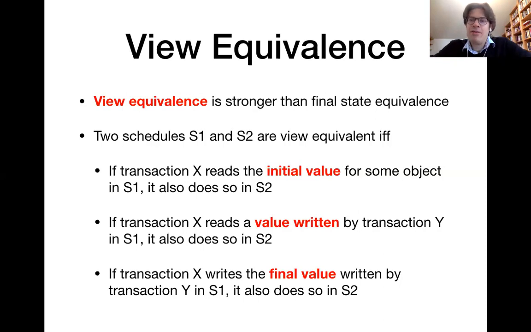Now you see here, we have some conditions that relate to the final state of the database, because if the final value was written by a transaction in one schedule, it must also have been written by that transaction in the other schedule. But we additionally have some conditions which refer to what the user sees or what the transaction sees. If a transaction has seen the initial value in one schedule, it must also see it in the other schedule. And if a transaction has seen the value written by another transaction in the first schedule, then it must also do so in the second one. And that is where the name view serializable comes from.